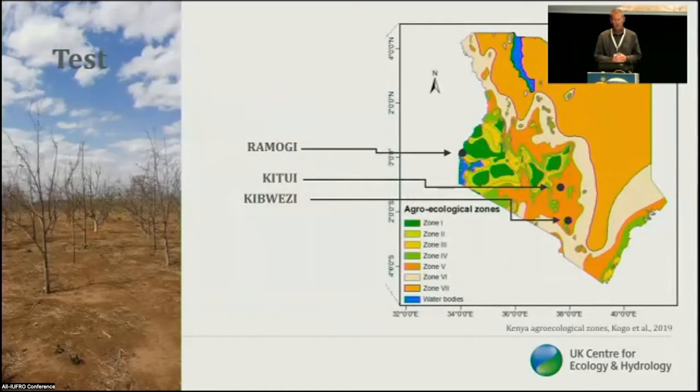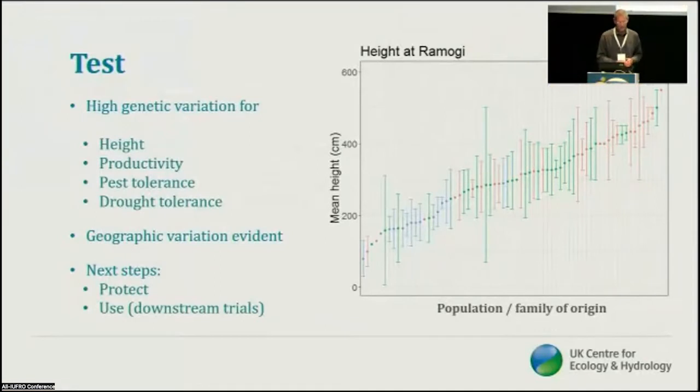Similarly to what we've been doing with the pines, we've established test experiments now using sampling from across the range within Kenya, crossing a number of different environmental zones, and reciprocated those trials in a number of different environmental areas. As with the pines, we've been looking at a whole range of different traits and have been able to identify high amounts of genetic variation in height growth, productivity, pest tolerance, disease tolerance, drought tolerance. And in fact, we'll be extending that next to look at variation in leaf nutritional values, or leaf chemistry.